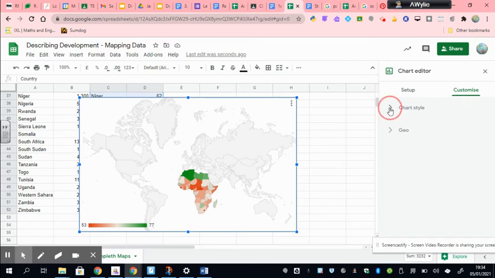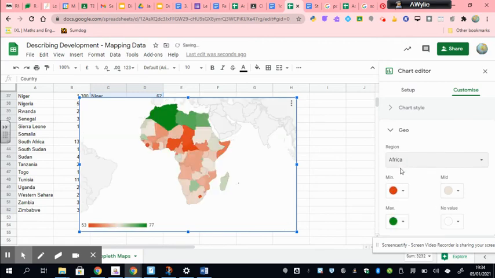and I'm going to open up Chart Style, and I can play around with my background colors if I wish, but I'm just going to leave them as they are. I'm going to click on the geo, and instead of the region being the world, I'm going to click on it and just select Africa. And what it does is it will remove the rest of the world and just show me Africa. Now, I can hover over any of these and find the life expectancy.